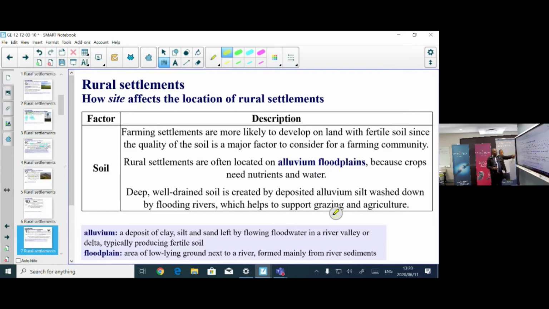So there are very different types of soil, but at the moment we want to look at this favorite soil that people actually settle on, like the alluvium floodplains. They are needed for crops because they have got nutrients and there is water. They are found on the riverbeds. So you need to have deep, well-drained soil, which is deposited on the edges of the river. And the silt is washed down by flooding rivers, which helps to support grazing and agriculture.